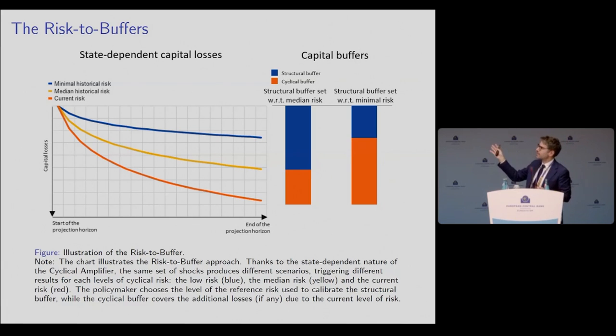Another option that we present here is considering another case where the reference risk is not the median risk, but the minimum risk. In this case, the structural buffer is going to cover just the losses under the blue line, so under the minimum risk, and the cyclical component is going to be the additional losses that we obtain under the current risk, so this red bar on the right-hand side.